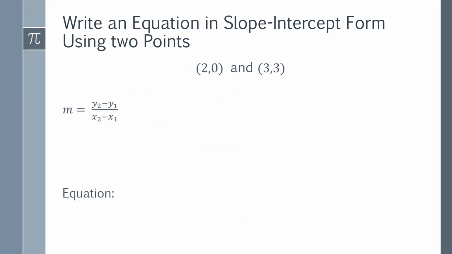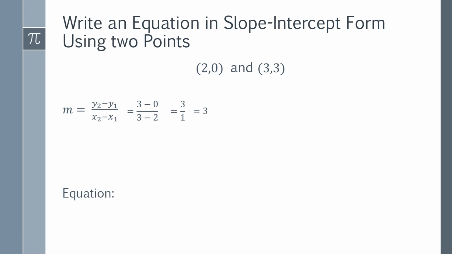What is the equation of the line that goes through (2, 0) and (3, 3)? Step 1, calculate the slope with our formula. We have 3 minus 0 over 3 minus 2, which is 3 over 1, which is just 3.